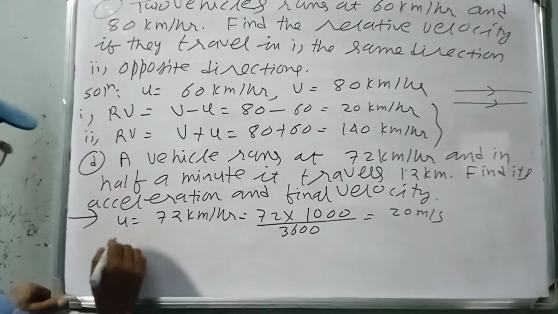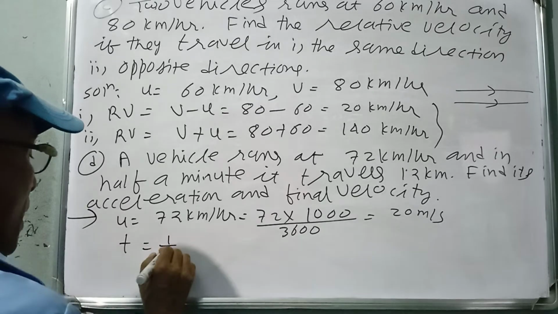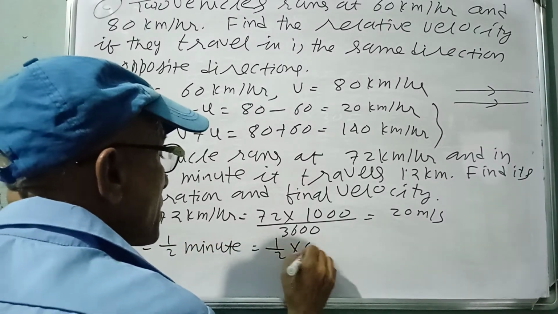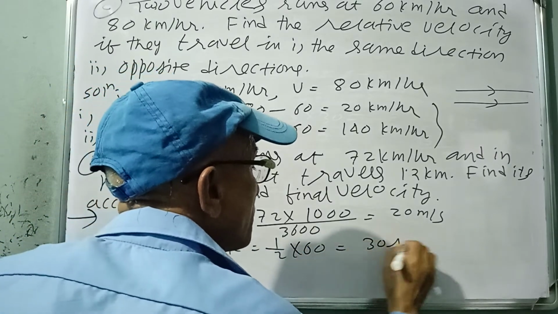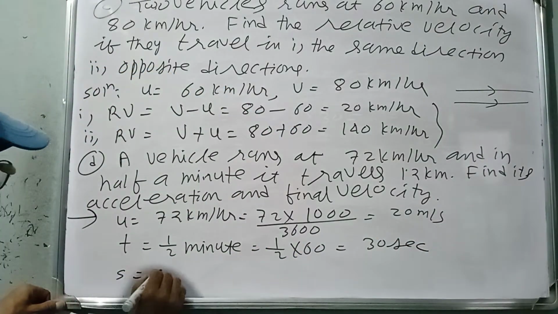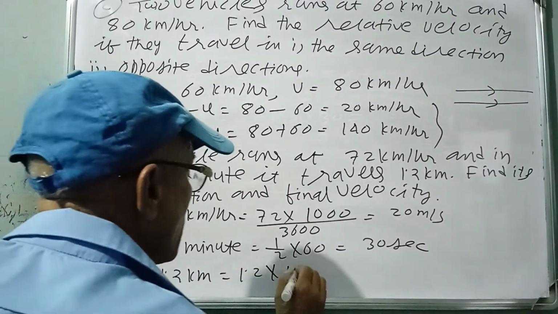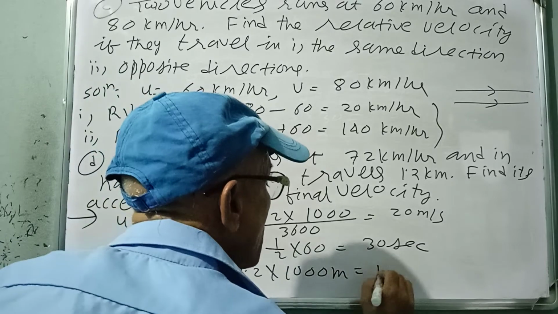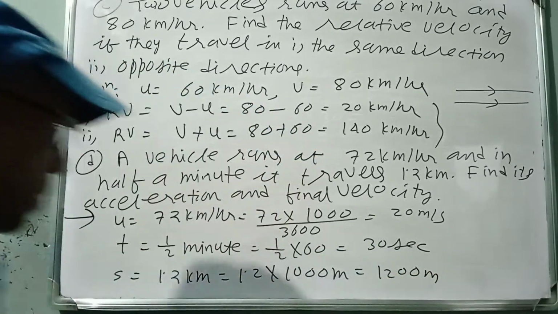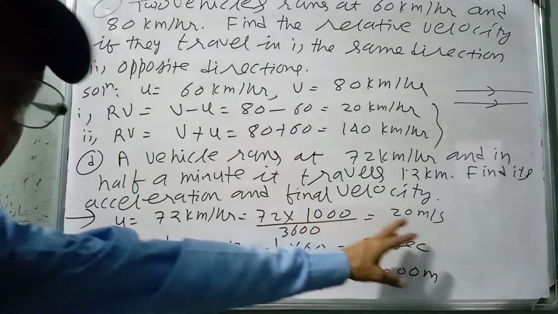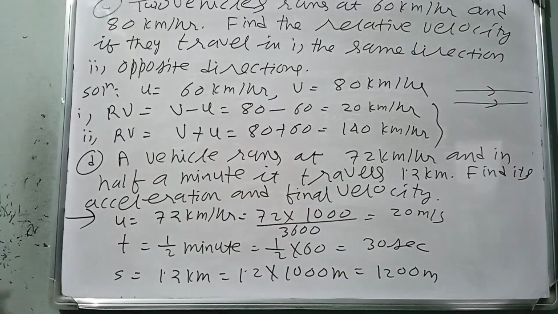In half a minute, time taken is half minute. Half into 60, 30 seconds. The distance traveled is 1.2 kilometer. 1.2 into 1000 meter means 1200 meter. Distance traveled given, time taken is also given, initial velocity is also given. How to solve the problem? You can solve in two ways. S equal ut plus half at square.